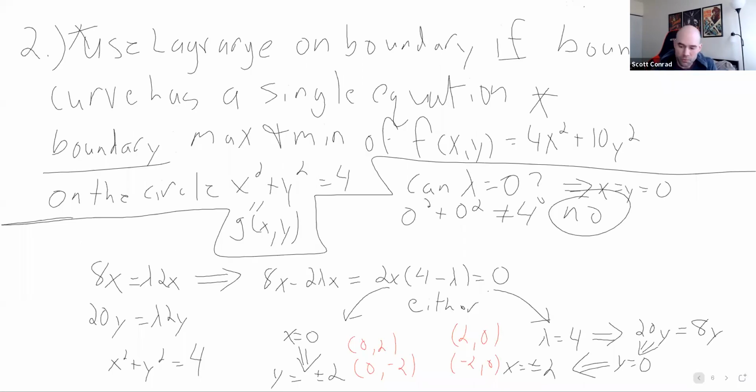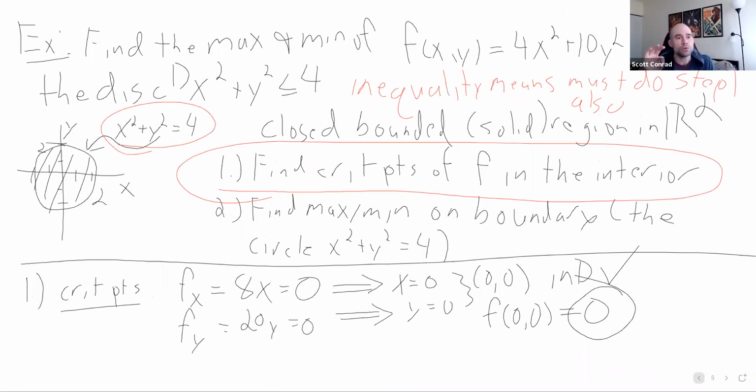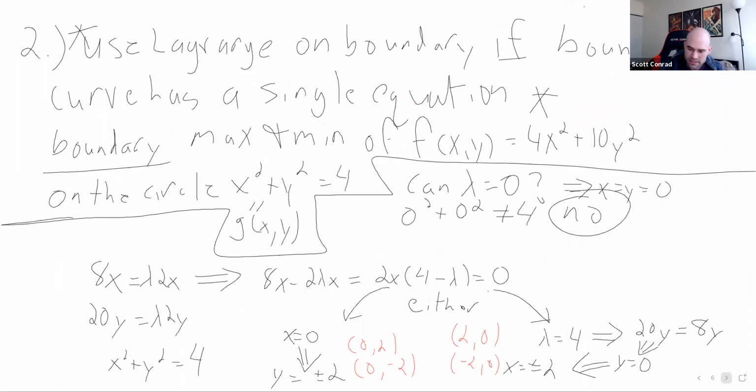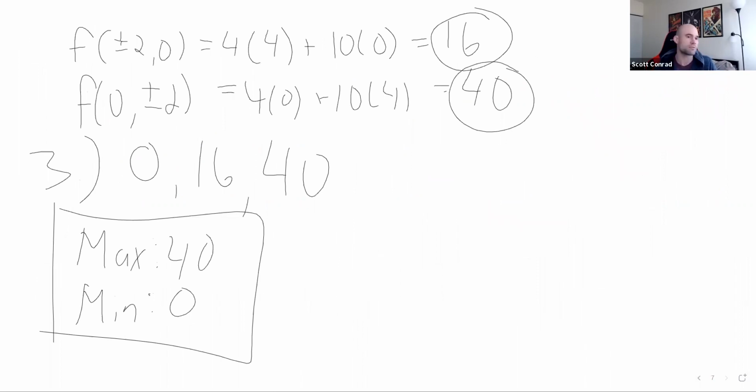Okay. So to reiterate, we had an inequality, so we have to do the process for finding the absolute max and min on a closed bounded region in R2. So we find the critical points in the interior of this region. And then step 2 is we find the max and min on the boundary. We can write the boundary curve as a single equation, so we can use Lagrange for the boundary instead of breaking it up into pieces and checking the corners, et cetera. So we got 0 at the critical point, 16 and 40 on the boundary. Biggest is 40, smallest is 0.